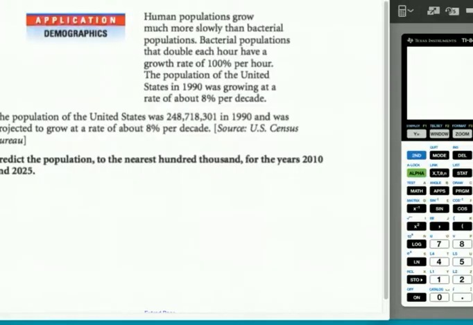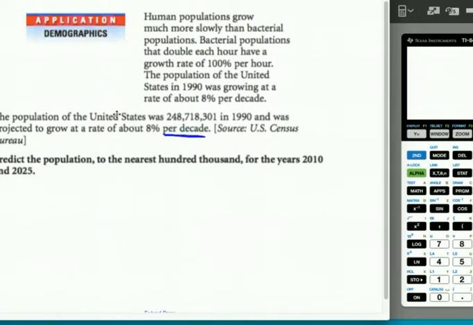All right, moving on. So for example 2, we're going to go ahead and do a word problem. Human populations grow much more slowly than bacteria populations. So we've seen that bacteria populations generally double in an hour, which would be crazy if that's what human populations did. So we're going to look at a human population starting in 1990 and then compare it to other values. So the population of the United States was this giant number in 1990 and was projected to grow at a rate of about 8% per decade. Now it's going to matter that it's not per year, so we'll talk about that in a sec.